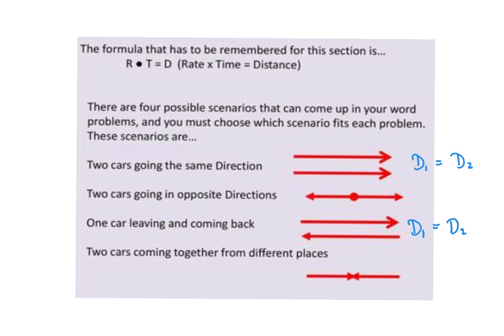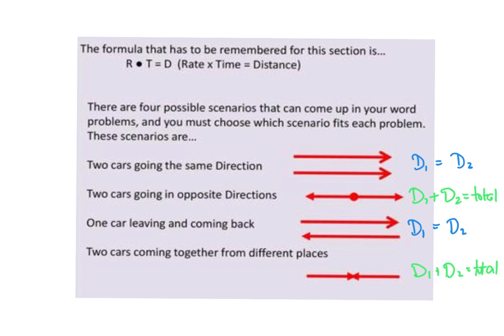The other 2, opposite direction, they start at the same point, but they go different directions. Those distances are not necessarily the same. For this particular one, your 2 distances will add up to equal the total distance apart, okay? Total distance apart. And the same is true of this last one. If they're headed towards each other, once they meet, those 2 distances again will add up to equal the total distance they started out apart.